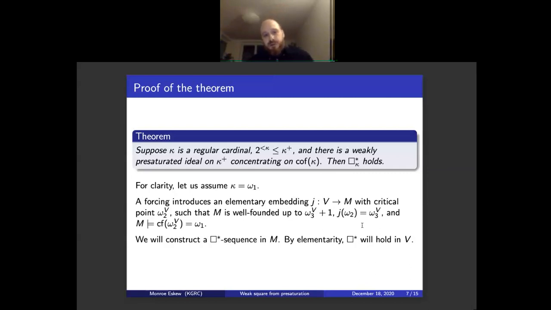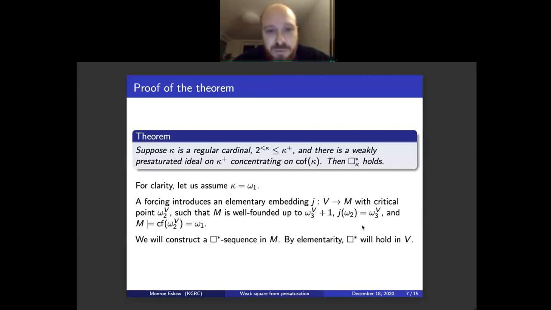Okay, so to set up, as we mentioned on the earlier slide, if you force with the power set of omega 2 modulo the ideal, you get an elementary embedding from V to some generic ultrapower M. The critical point is omega 2, and M by assumption is well founded up to and including omega 3, and omega 2 is sent to omega 3 of V.